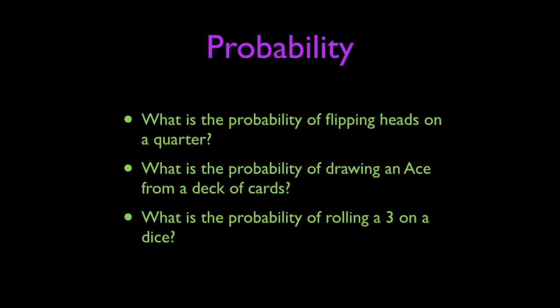What is the probability of rolling a 3 on a dice? Well, how many sides are on a dice? 6. And how many of those sides has the number 3? 1. So you have a 1 out of 6 chance of rolling a 3 on a dice.